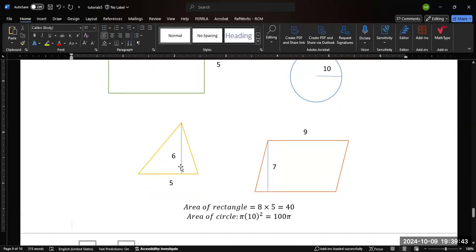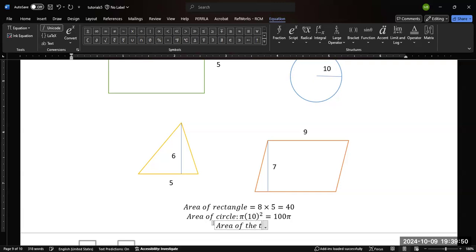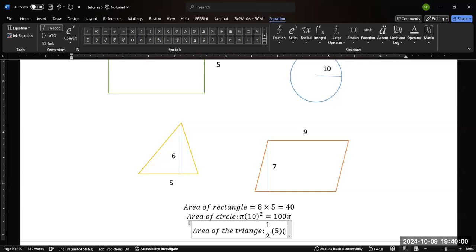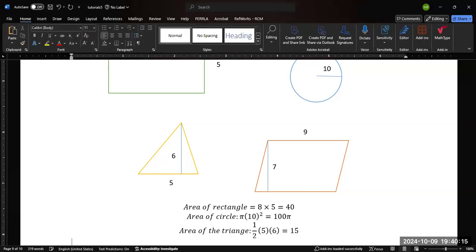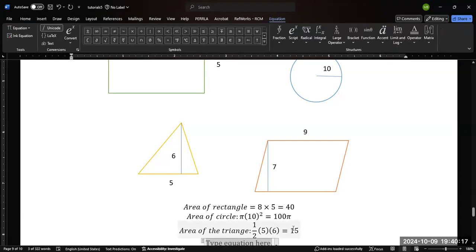For our triangle, we have our base and our height. So the area of the triangle is going to be 1/2 times the base times the height. So 5 times 6 is 30, times a half is 15. So 15 units, whatever our units are in, could be centimeters, could be inches in that particular problem.